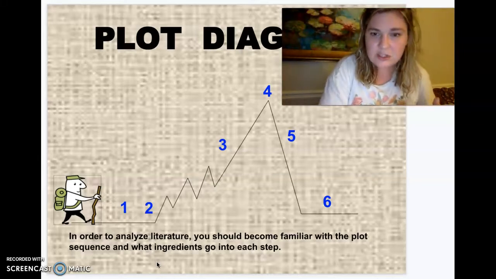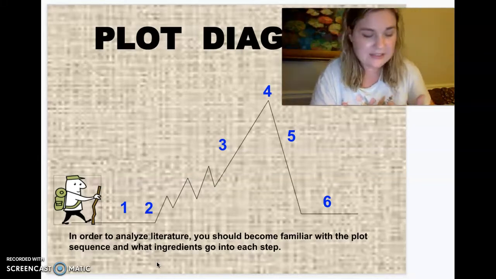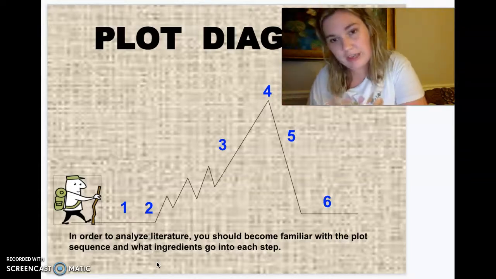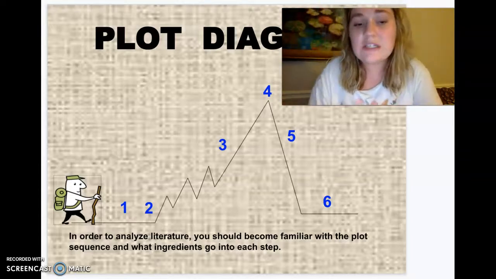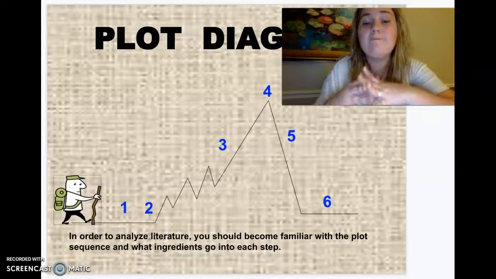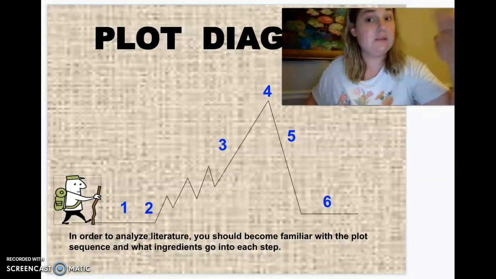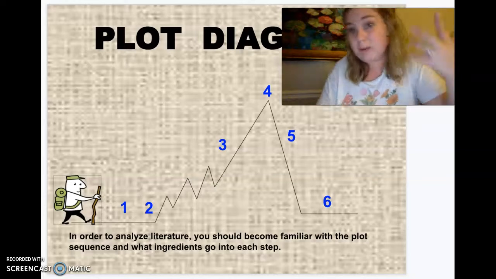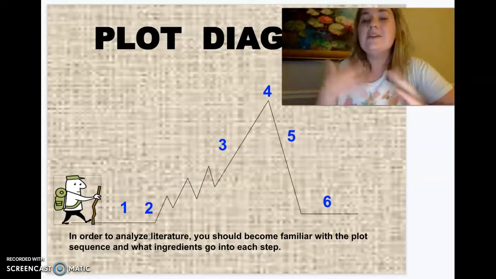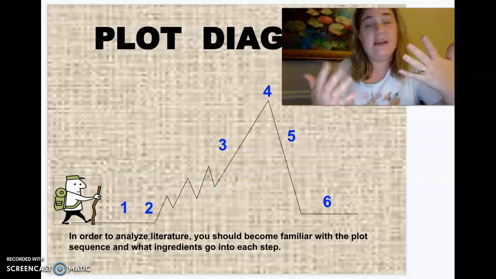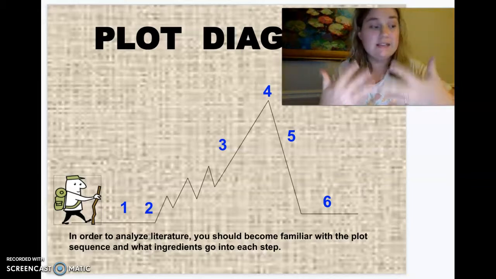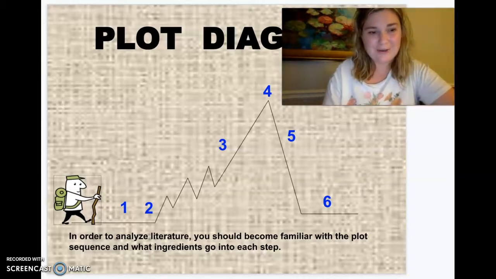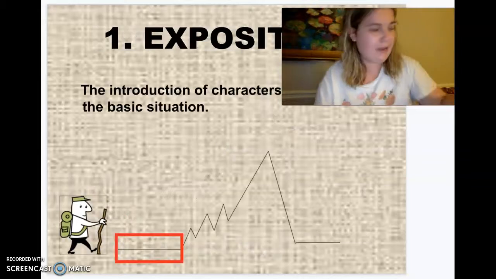Exposition, inciting incident, rising action, climax, falling action, conclusion. In order to analyze literature, you should become familiar with the plot sequence, plot mountain, plot diagram, plot pyramid, story plot, anything like that, so you are aware of what's happening. Like, how can I summarize what's going on if I don't know what's the beginning of the story? So we'll start with the beginning, right?